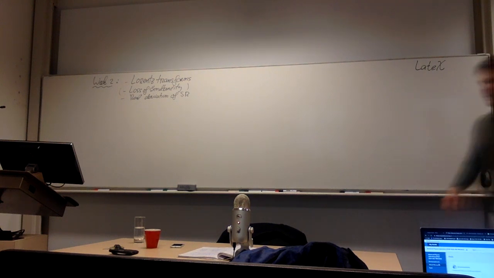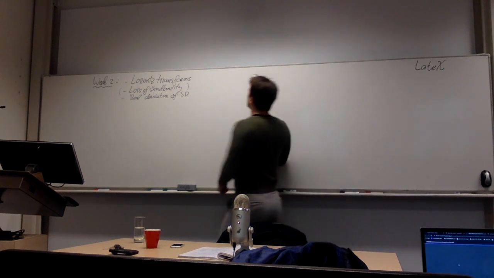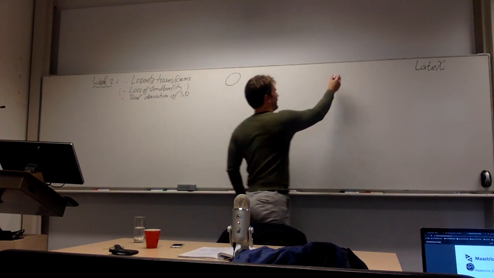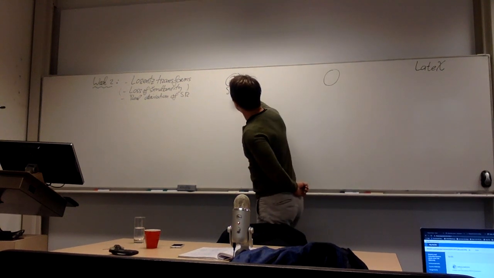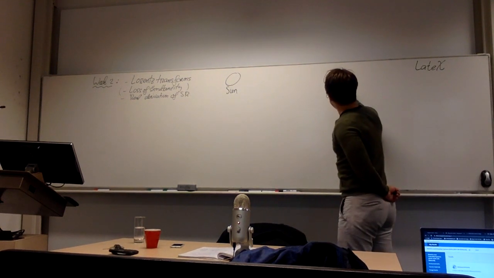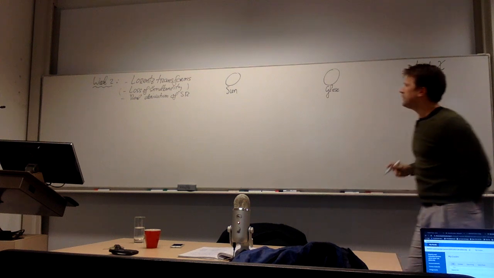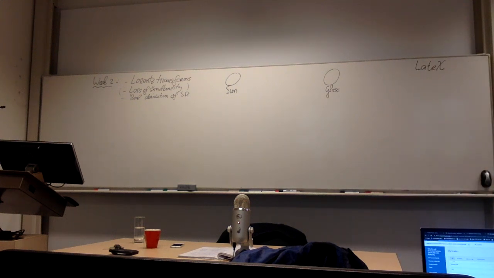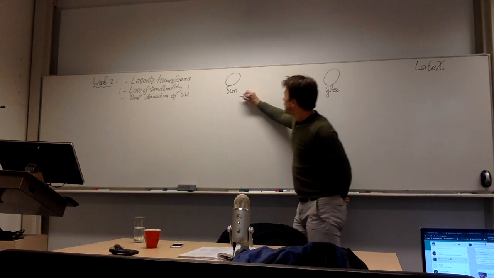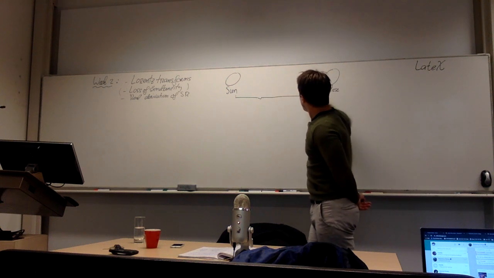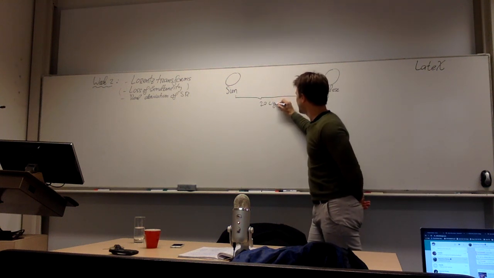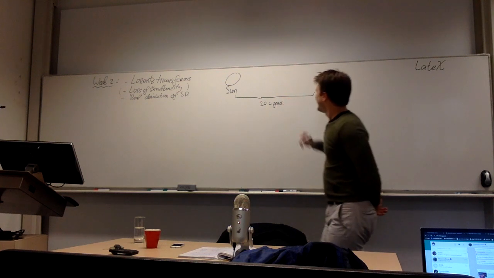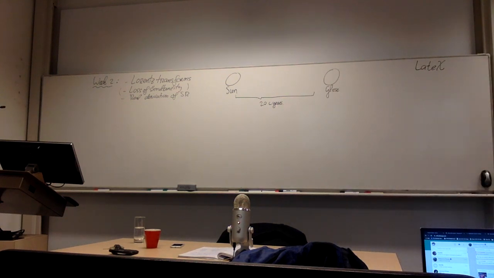Do you remember the exercise? Okay, that's good. Yeah, rocket. This was the exercise. We had two stars or star systems, the Sun and Gliese, and the distance between the two systems was 20 light years. 20 light years, C years.